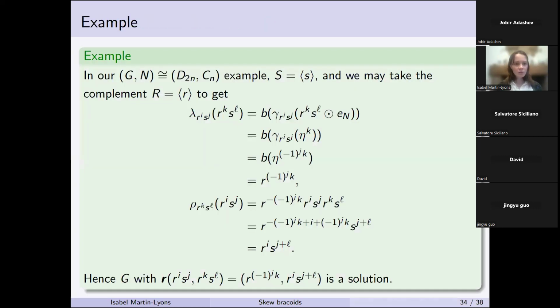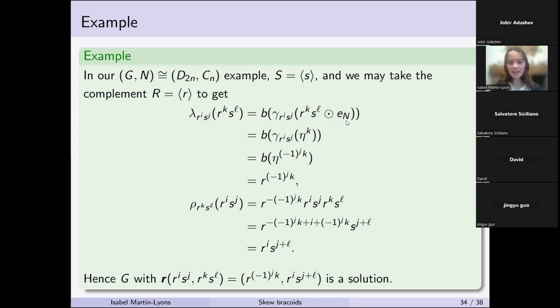Okay, so for example, if we take our dihedral one, but we pick D to be N, this one is actually isomorphic to its image in the holomorph. Then the stabilizer of the identity is just the subgroup generated by S. And this, of course, has the complement R generated by little r. So then plug in generic elements into our formula.